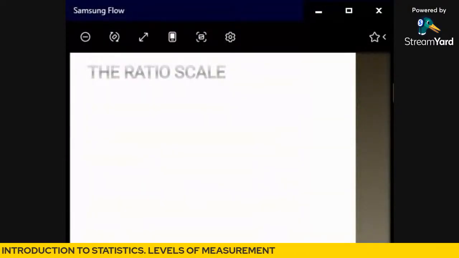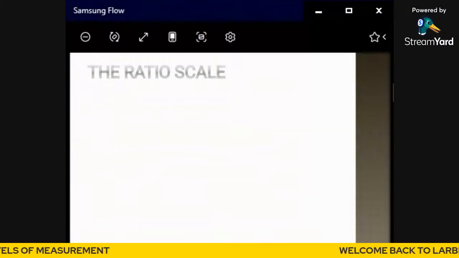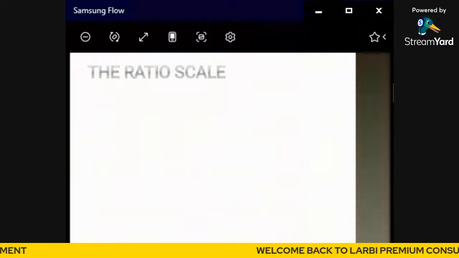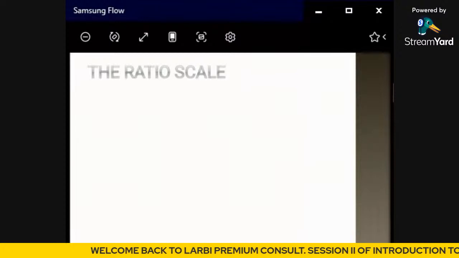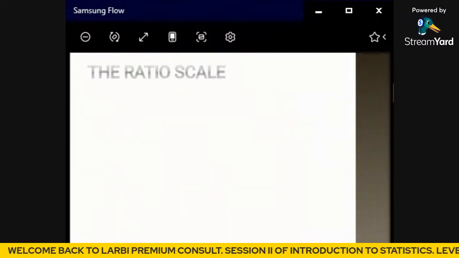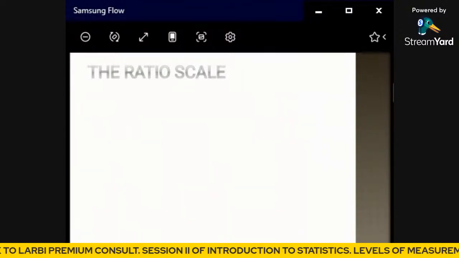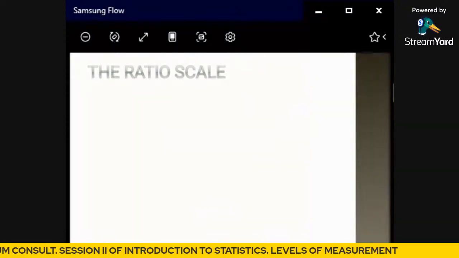The ratio scale is actually the highest level of measurement, and it incorporates all the properties we have talked about from the nominal, ordinal, and then the interval. Additionally, there is what we call a meaningful 0, the limitation of the interval scale. That is what the ratio scale solves.